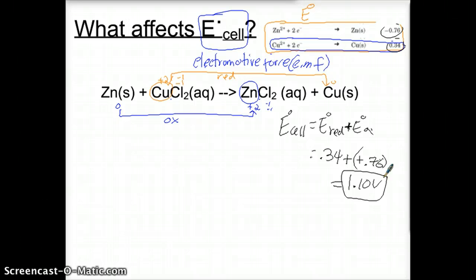But now let's say we wanted to increase that voltage, or we wanted to decrease it. What would we need to do to make that happen? Or if we made some changes, how could we predict what the voltage will be? So the main thing that we are going to learn about is if we change concentration.